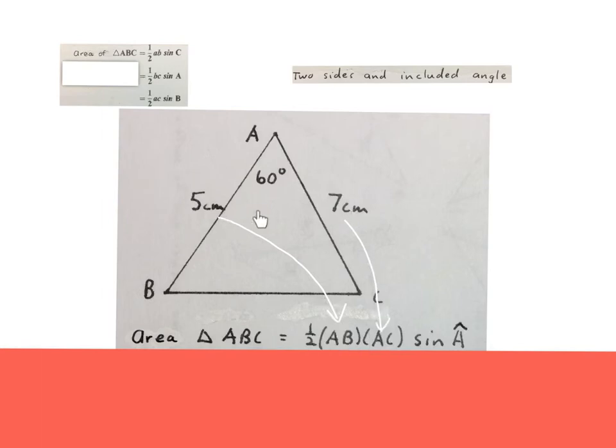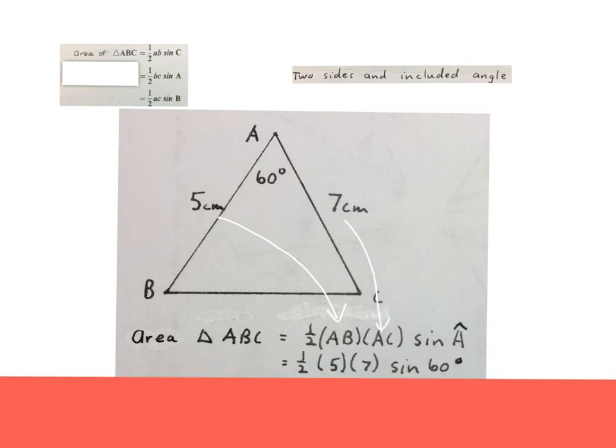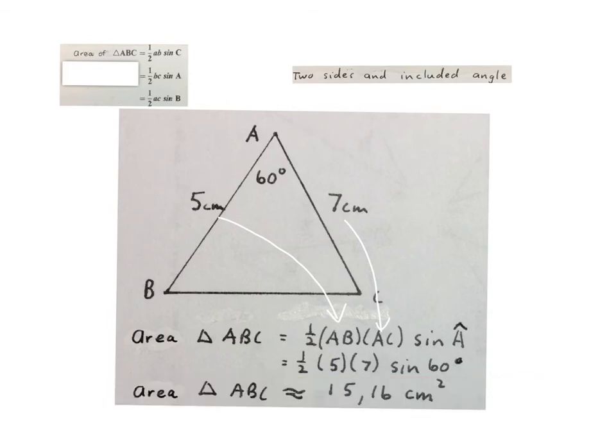Now we can fill in the numbers. Then use your calculator. Then your final answer will be the area of triangle ABC is rounded off to 15,16 square centimeters, if they made this centimeters.